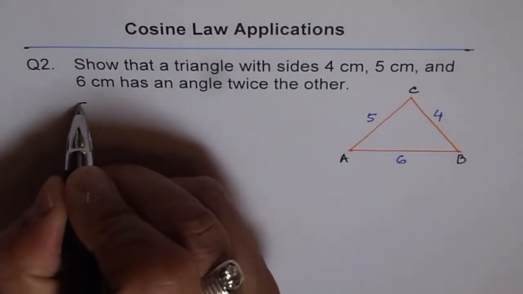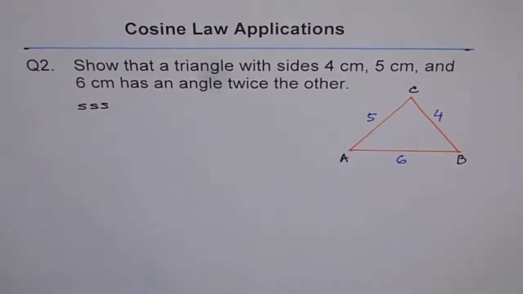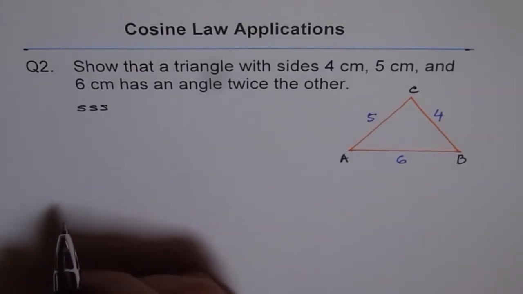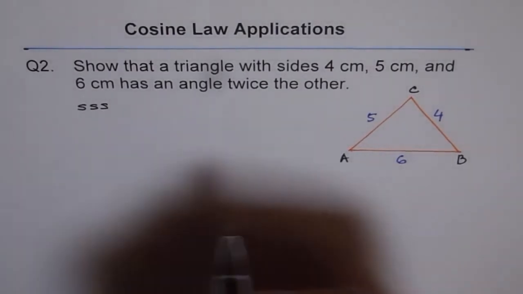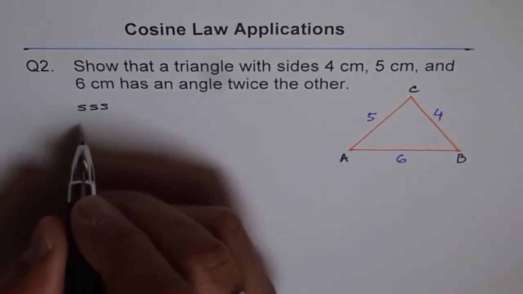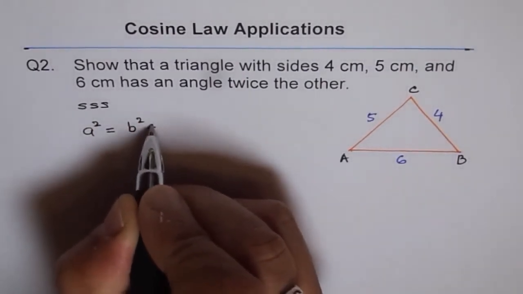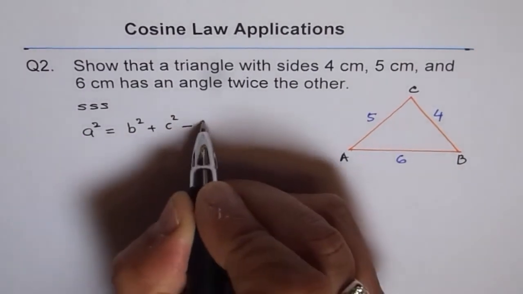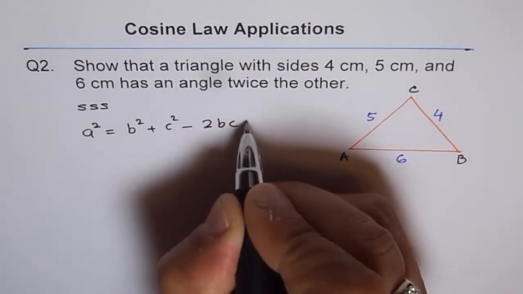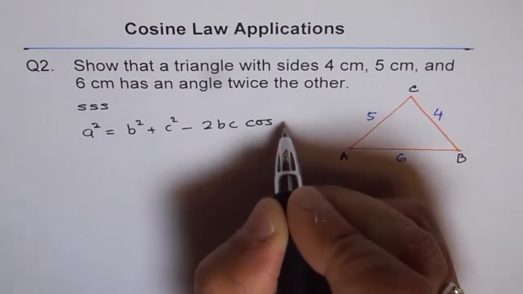Now this is the case of side, side, side, and therefore the only option we have is to use cosine law, right? We don't have any angles. Now as you remember, cosine law is, let's say we want to find side A, then A square equals B square plus C square minus 2BC cos of A.